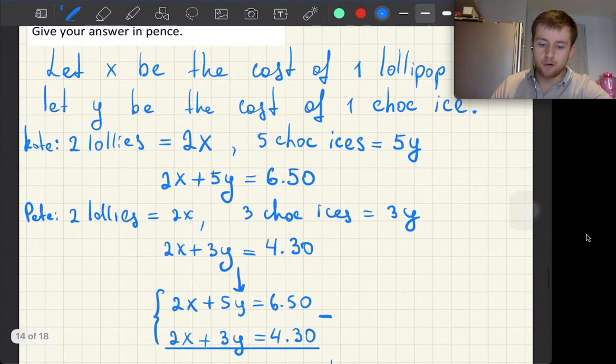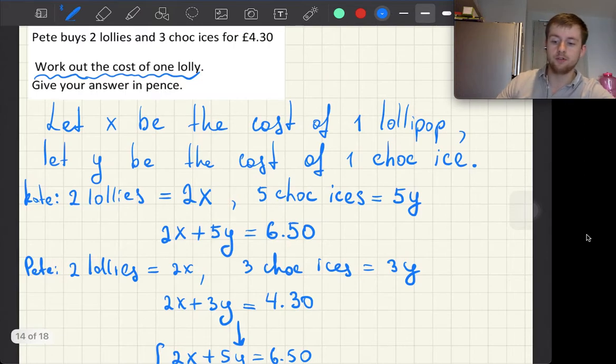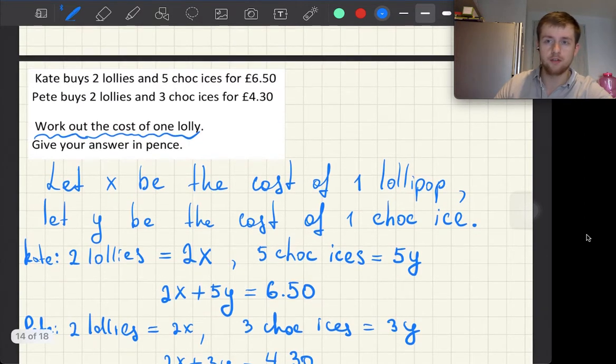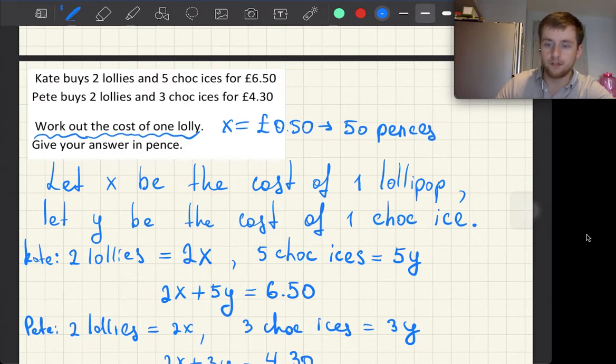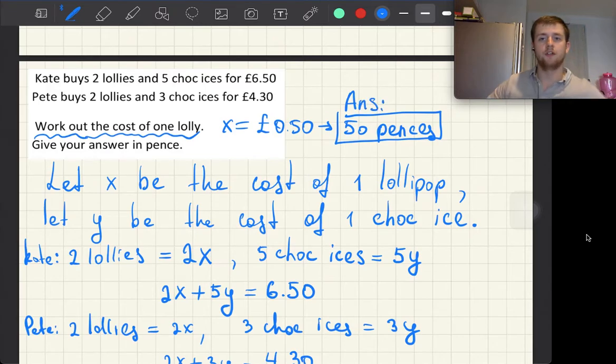One lolly, remember, a lolly is x, so the cost of one lollipop is x. So x equals 0.50 pounds, which is the same as 50 pence. So the final answer should be 50 pence. This is the cost of one lollipop. Okay, that's it for this question.